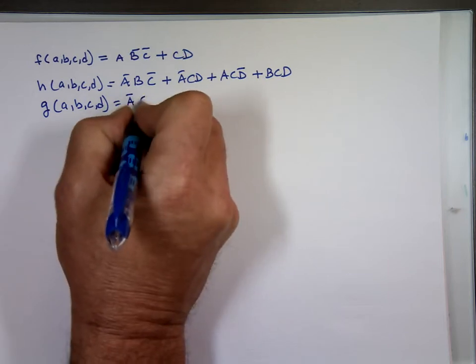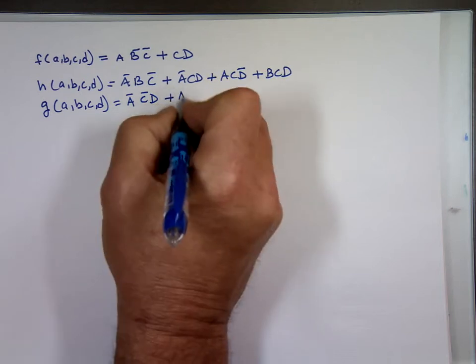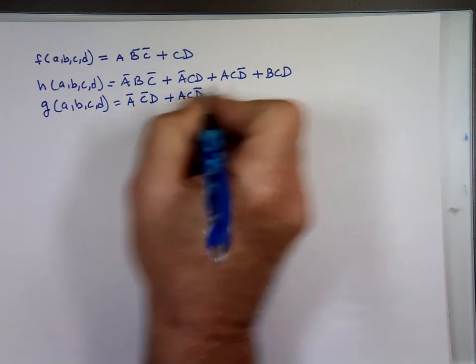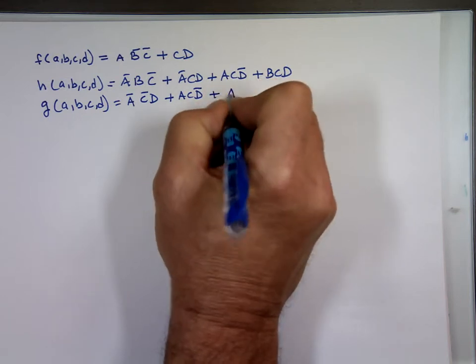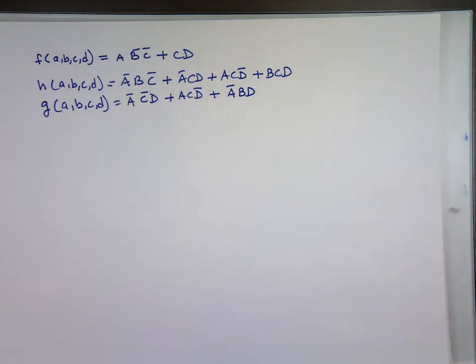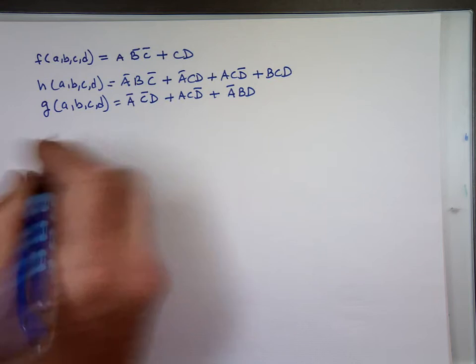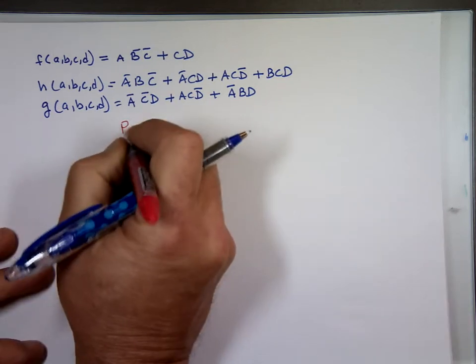A bar C bar D, plus A C D bar, plus A bar B D. And now I'm going to build that circuit. For this, I'm going to use PAL. I'm done with the PLA and the decoder, so I'm going to use PAL, Programmable Array Logic.